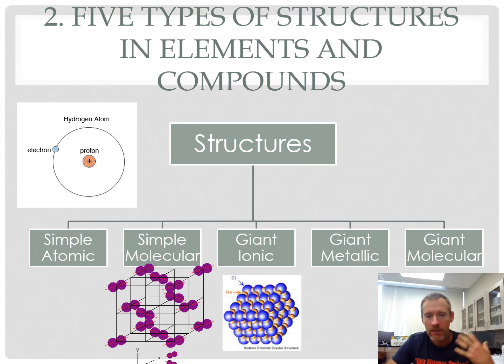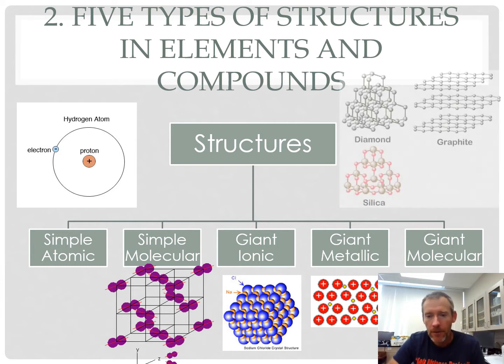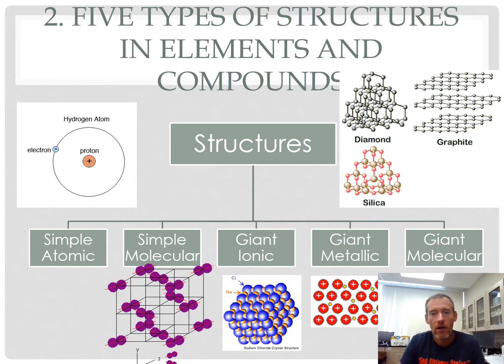Giant ionic is like a salt crystal. Giant metallic is any bond of a metal. And giant molecular are covalent bonding structures like diamond, graphite, and silica, or silicon dioxide, SiO2. They are very hard, big structures, and they are bonded through covalent bonds.